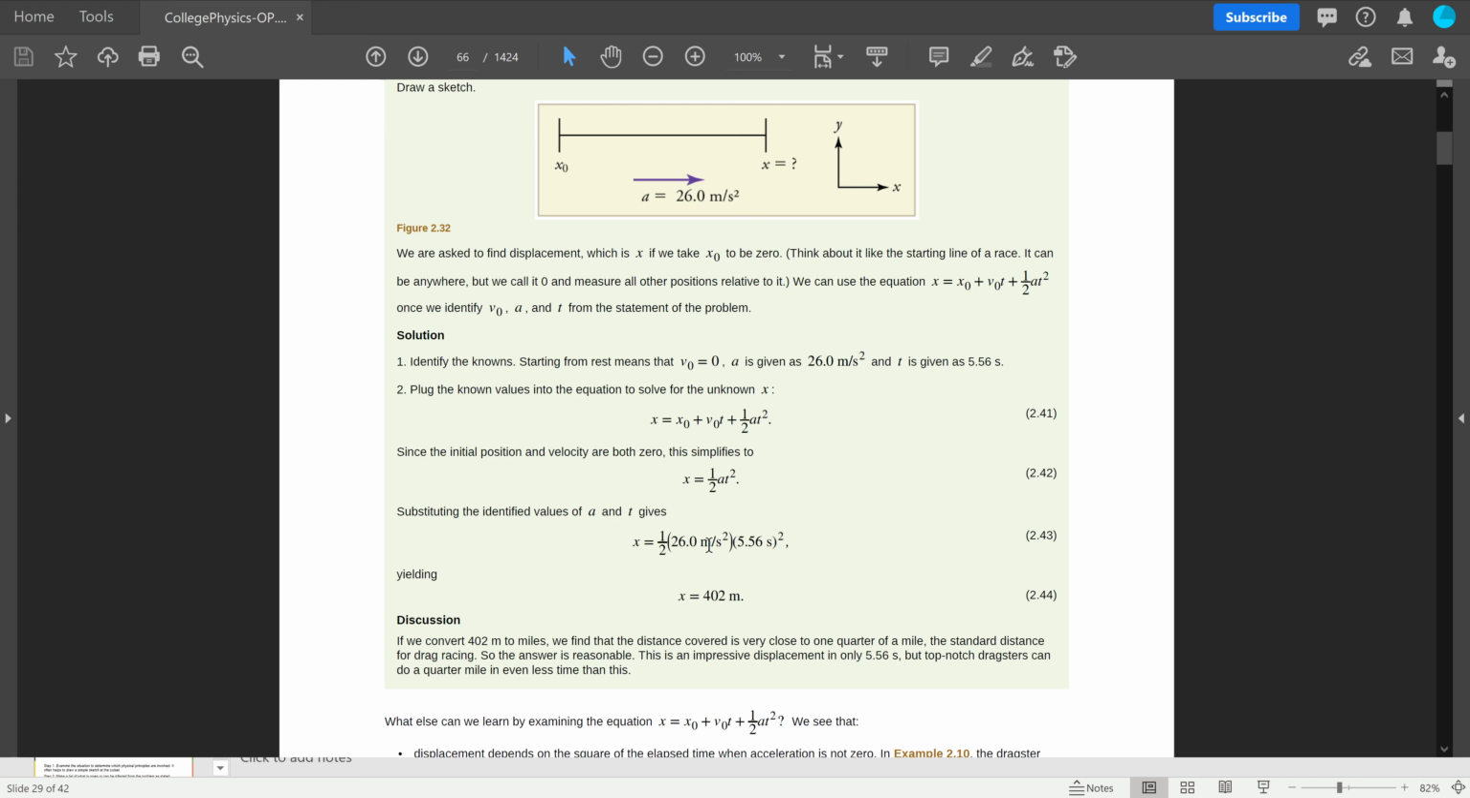You plug everything in, everything has the right SI units here, and we are left with our distance being 402 meters. That's how far it goes in 5.56 seconds.